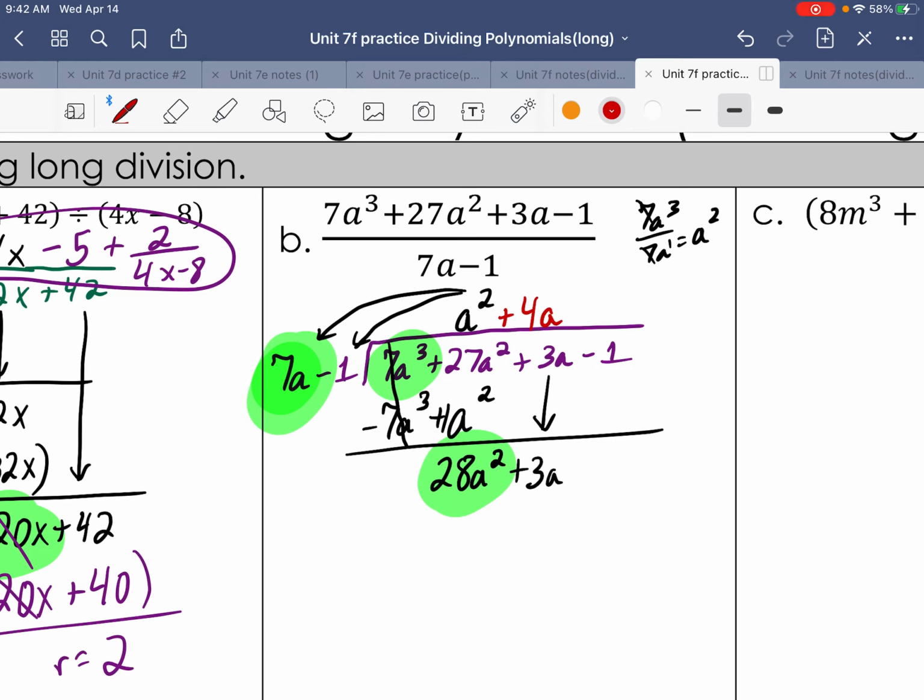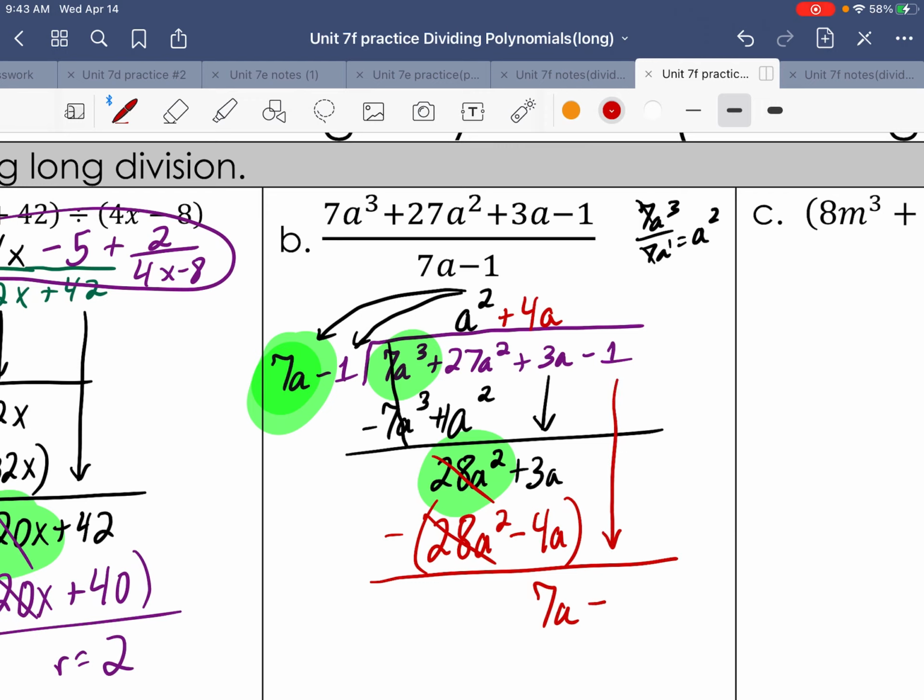Now multiply this back down. 4a times 7a, so we're distributing 28a squared. 4a times negative 1 is negative 4a. And you can do like the subtraction like I did above. A lot of times I will just make it, you're subtracting and put parentheses. That reminds me to distribute. So 28a minus 28a simplifies. 3a minus a negative, which is plus. So this will end up being 7a. Bring down our last term.